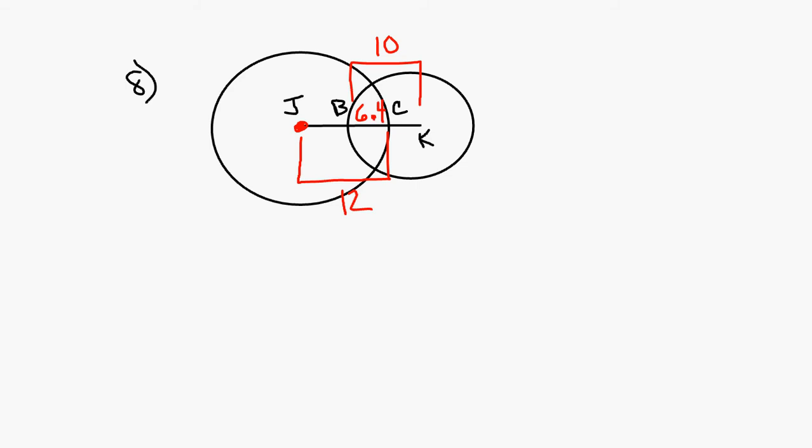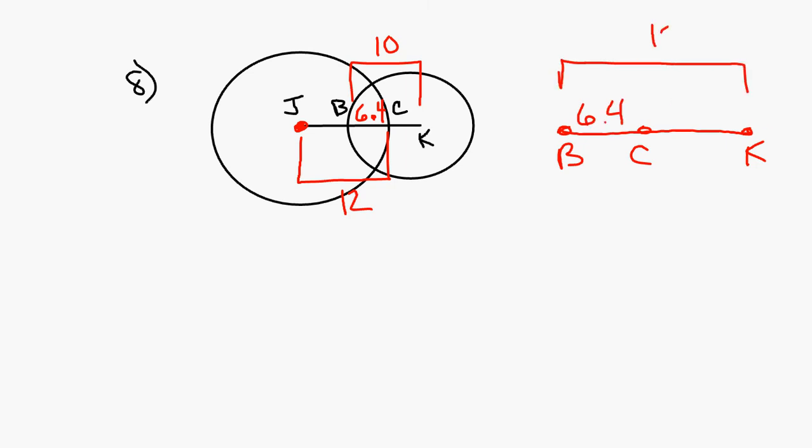Alright, and they're asking for C to K. So you need C to K. So look, if you've got this picture, if you've got B, and then C, and then K, and B to C is 6.4, and B to K is 10, doesn't C to K equal 10 minus 6.4? Okay, so CK equals 10 minus 6.4. So CK equals 3.6.